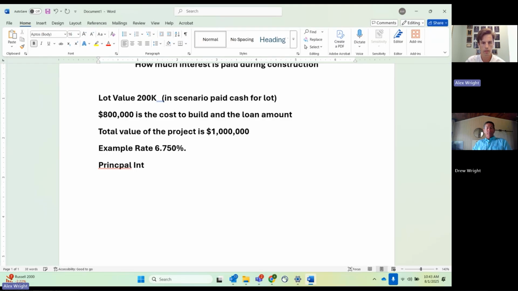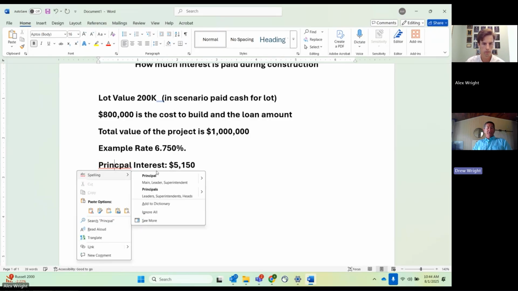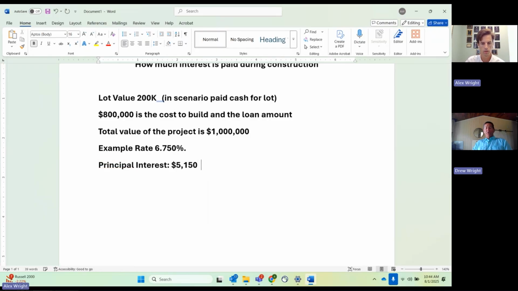Can you give me that number again, Drew? It's around $5,150. Not exact, I just know that's roughly what it is. It's a little over $5,100 for a 30-year fixed rate at 6 3/4. So if you take that times 12, that's $60,000 a year.